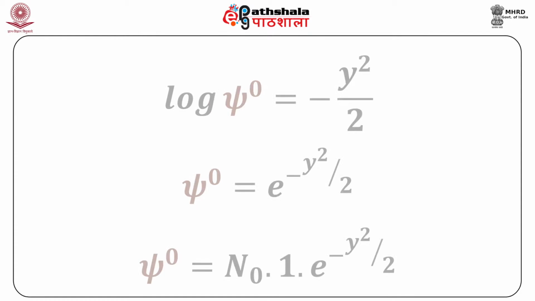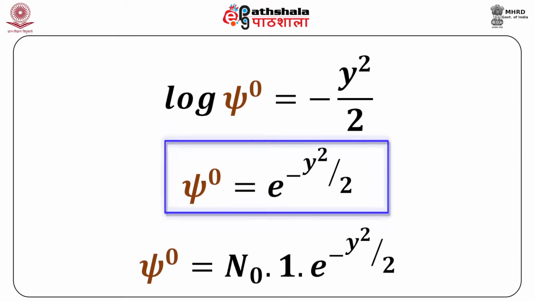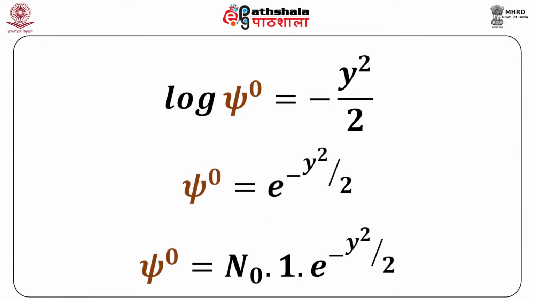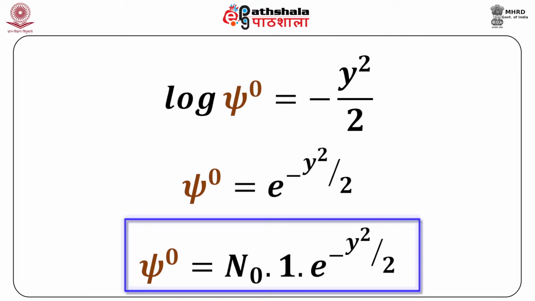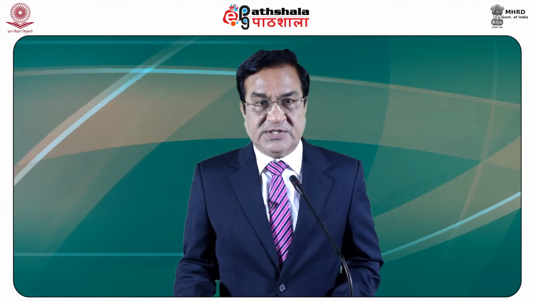We find that psi 0, the ground state vibrational wave function, comes out to be e raised to the power minus y square by 2, and in a general form we can write psi 0 is equal to n0, which is the normalization constant, multiplied by 1 multiplied by e to the power minus y square by 2. So this is what we have got as the lowest wave function, psi 0.